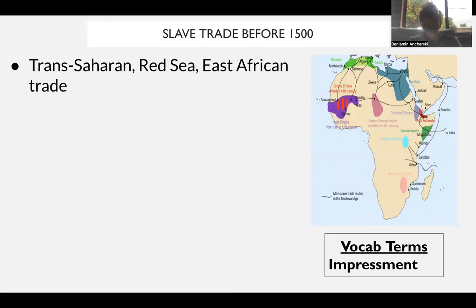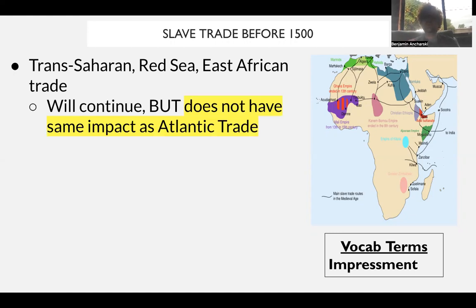However, even though these land-based trade routes decline, slave trade still continues. But what is important to understand is that despite the fact that slave markets are emerging in the New World, and there are still slave markets in the Old World, these Old World slave markets tend to be less disruptive on African societies, as we're going to see later on. The transatlantic slave trade has a huge impact on the history of West Africa in particular.